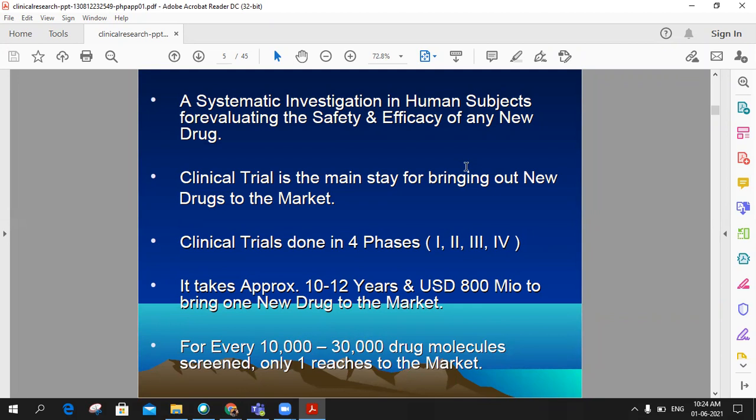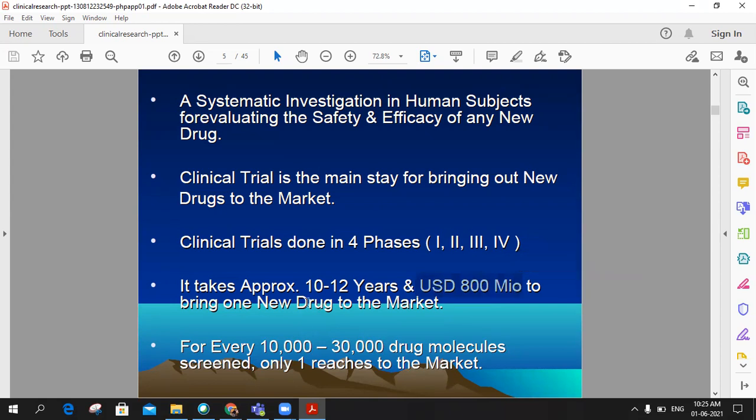Right, so this is a whole story, but we can learn that in our next sessions. Clinical trials are done in 4 phases: phase 1, phase 2, phase 3, and phase 4. It takes about 10 to 12 years and about 800 million US dollars to bring one new drug to the market. This is just approximate figures, and the cost which you see here is from very old.